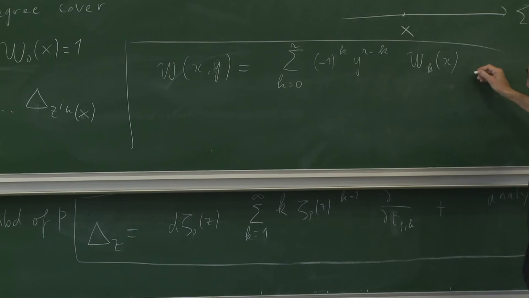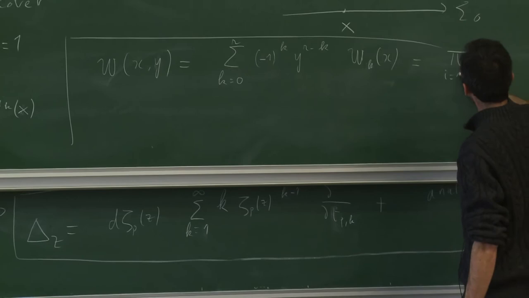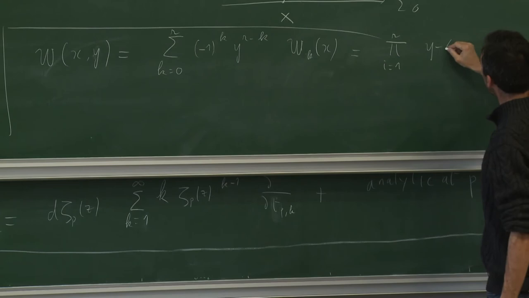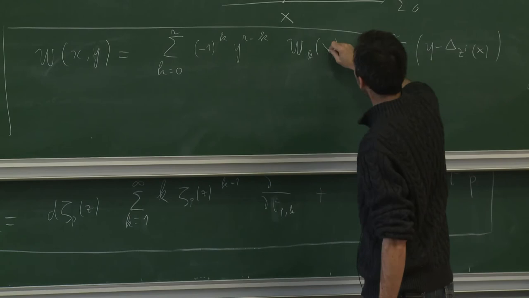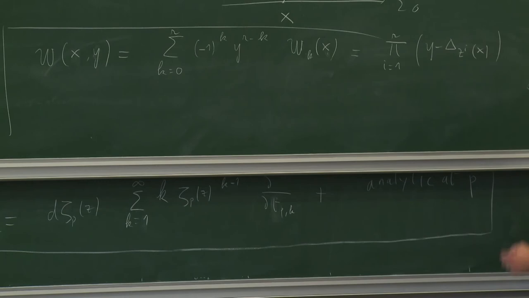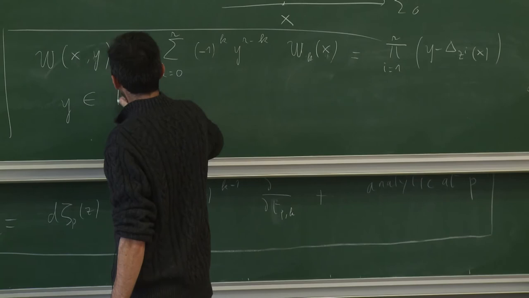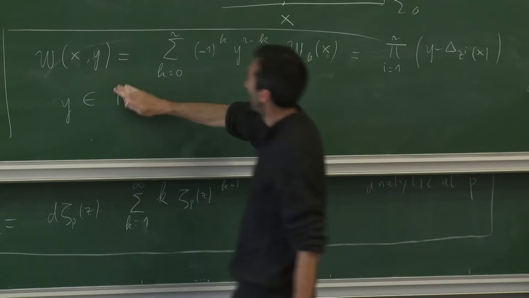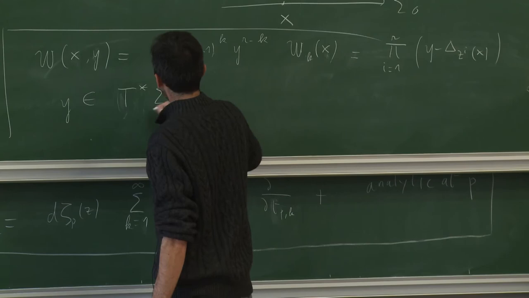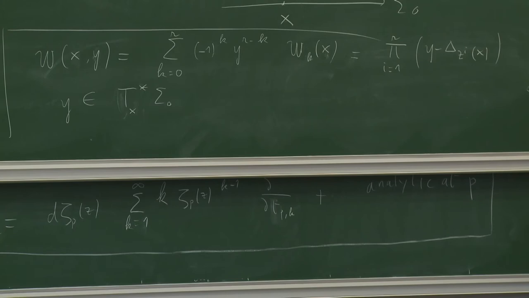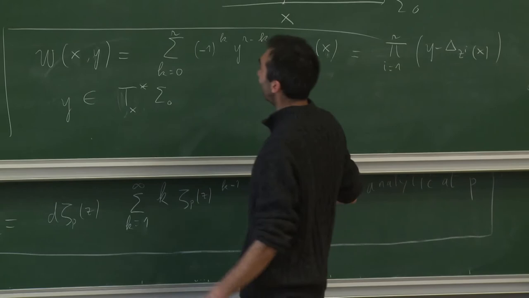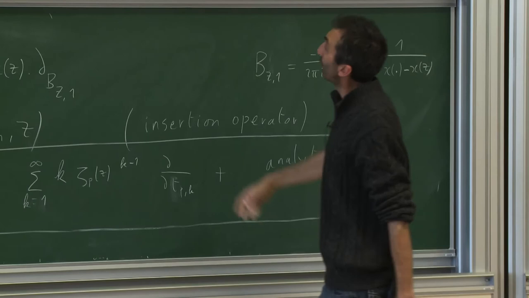So somehow this is the product from i equals 1 to r of y minus delta zi of x. And here, if you want this to be well-defined, you see that y should be a one-form. So y should belong to the canonical bundle of sigma 0. Well, no. y should belong to the cotangent space of sigma 0 over x. You want this to be a one-form. This is the usual language in Hitchin systems somehow. But this is just a generating function for all the WKs.